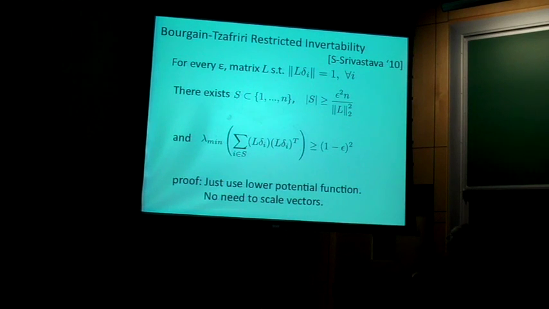There's also something very nice. When we only care about one eigenvalue, let's say the lowest or smallest, the potential function arguments don't have these scale terms. We just take vectors. And that is very provocative.